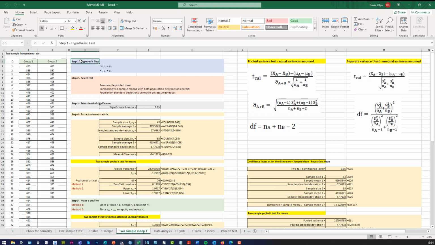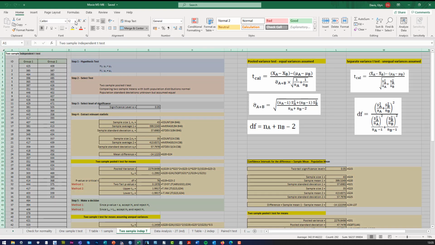The step one hypothesis is that the two samples are drawn from normal distribution populations, and the population means are equal. So population 1 mean is the same as population 2 mean, and the alternative is that they are not equal. If I just make that a little bit bigger for you so you can see.